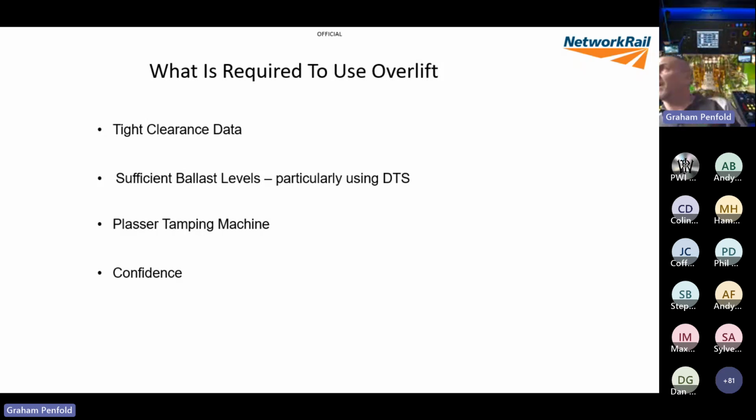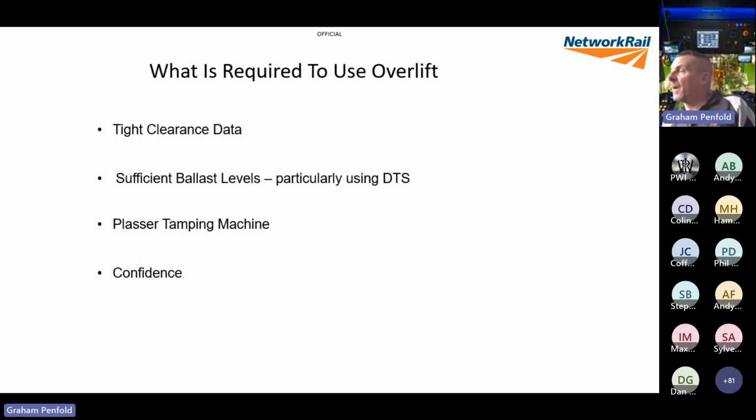And just to go back as well, we've been using DTS settlement compensation on our overhead lines. So in essence, we've got a max lift of 25 mil under overhead line equipment, unless we get permission otherwise. But what we've been doing is applying DTS overlift of 50%, sometimes more. So we've been applying more than the 25 mil in the knowledge that DTS is settling the track behind it.